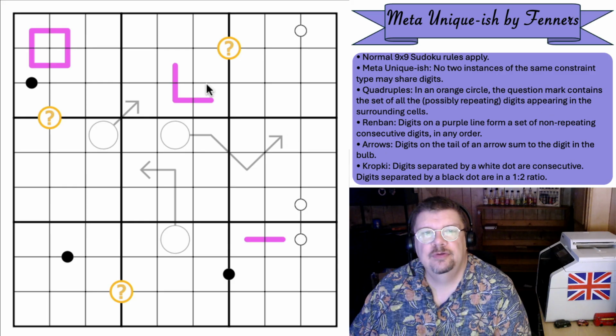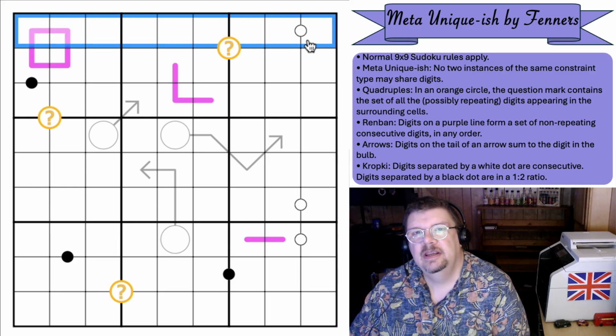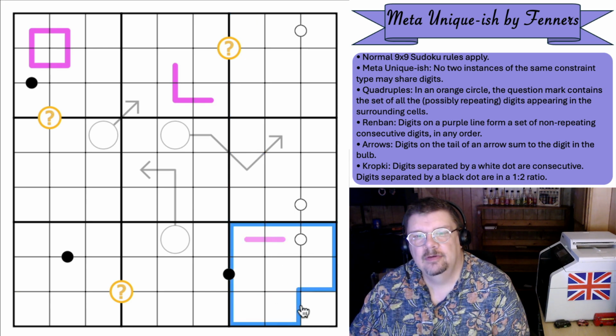Normal 9x9 Sudoku rules apply. So we're going to place the digits 1 to 9 once each in every row, every column, and every box.